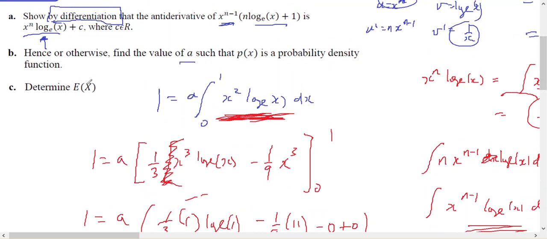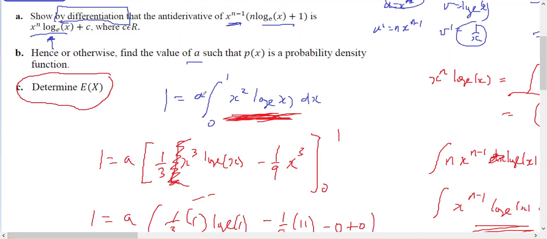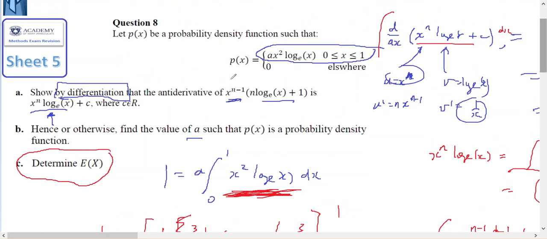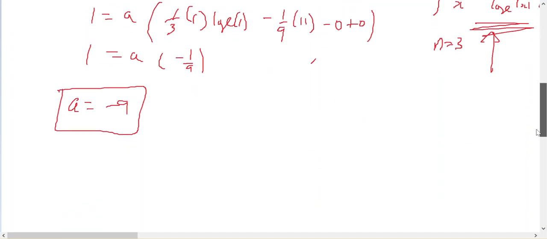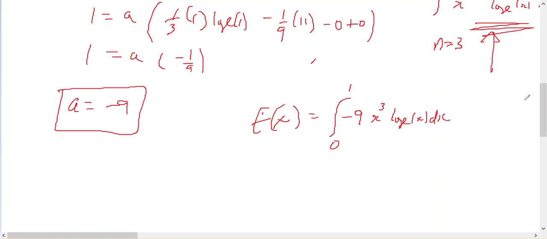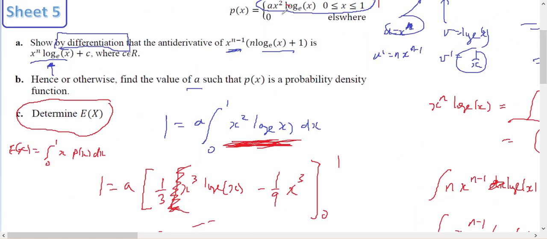And to do part C, I need to determine the expected value. The expected value will be this times another x. So the expected value will be the integral from 0 to 1 of x times p(x) dx. And that expected value will be the integral of 0 to 1, a is negative 9, x^3 log_e(x) dx, because p(x) is x^2 log_e(x).